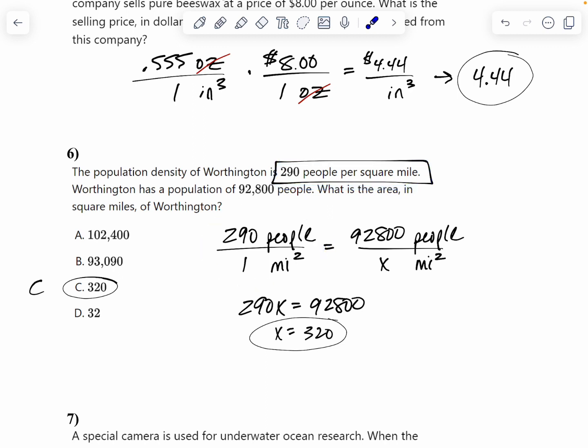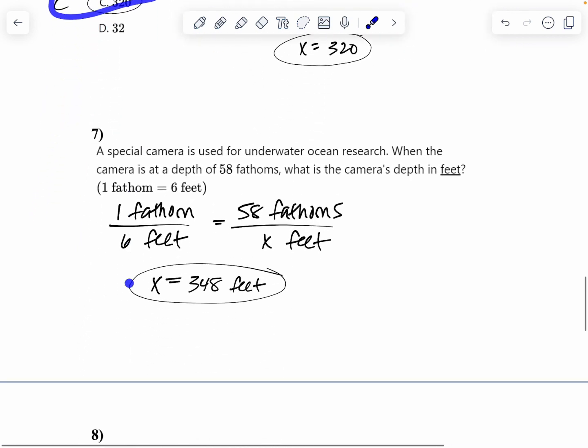This is just another way to do this question. The people in Worthington, there's a population of 92,800. So since it's an equation and I'm cross multiplying, people go on top and square miles go on the bottom. And so I'm putting the 92,800 in the top, and I'm just going to cross multiply. So when you cross this way, you get 290x. And when you cross this way, you get 92800. Divide and you get 320.